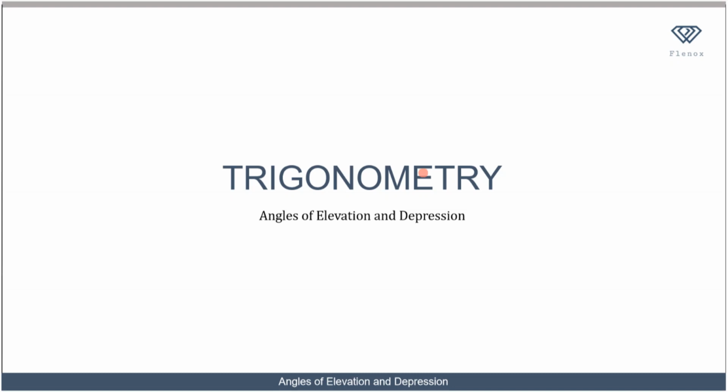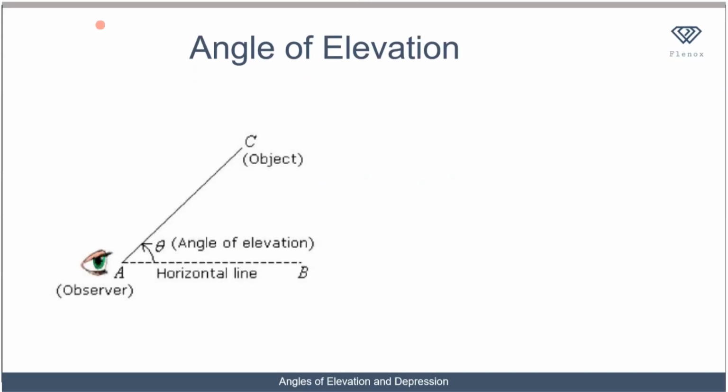Now we'll be looking at angles of elevation and depression, and this is one of the applications of trig ratios that we studied. So let's first look at angle of elevation. So what is the angle of elevation? This is the angle which the line of sight makes with the horizontal level. And what do I mean by that?